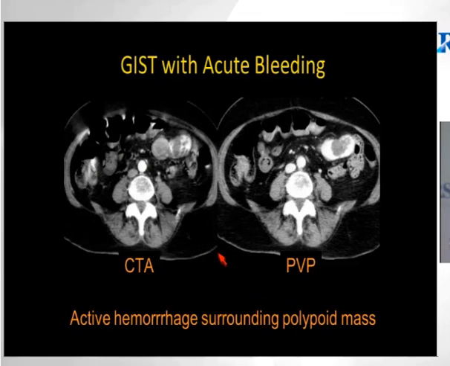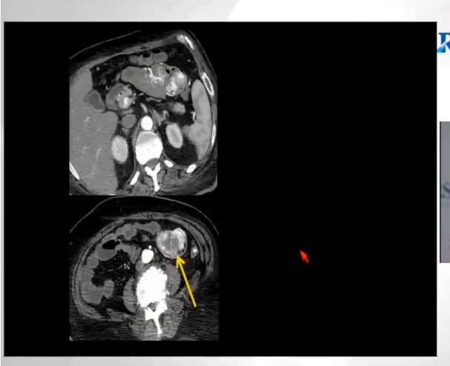The third most common cause is bleeding tumors presenting with acute bleeds. I'll show you a few examples. This is a GIST tumor with a very significant bleed, arterial phase, portal venous phase. Notice there is a polypoid intraluminal mass surrounded by a blush of contrast. This patient was immediately taken to laparotomy and that segment of bowel resected.